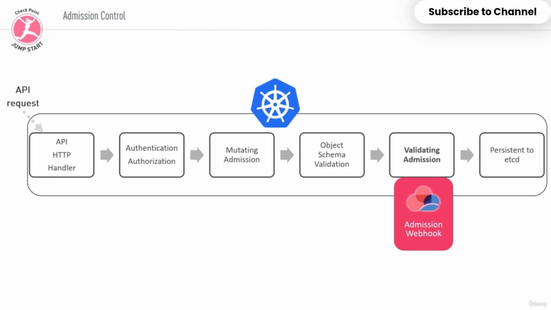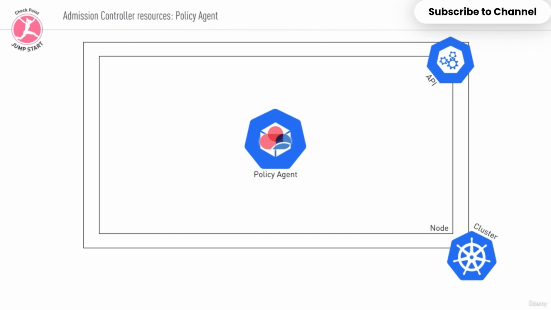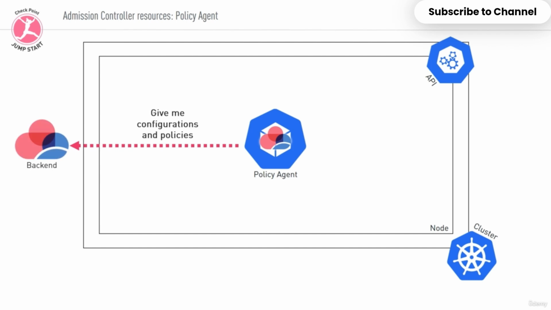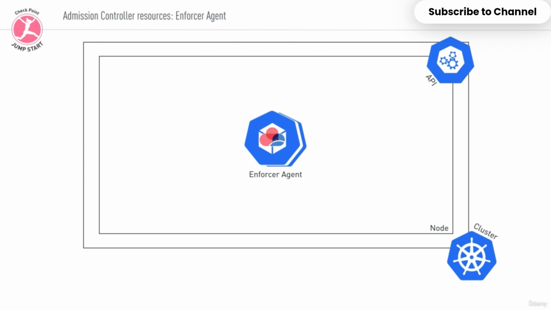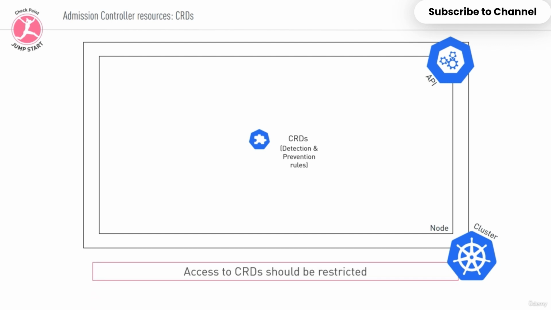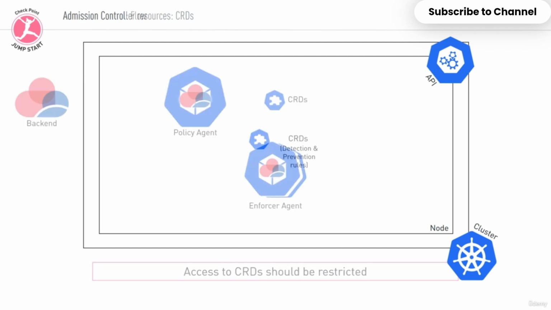The admission controller consists of the following resources: the policy agent, which is responsible for retrieving configuration and policies configured by the user from the CloudGuard backend. The enforcer agent, which establishes the admission webhook, receives the API calls and validates them based on the enforced policy. And finally, the CRDs, which consist in this case of detection and prevention rules for each supported Kubernetes object type, such as pods, jobs, roles, etc. Access to these CRDs, including read permissions such as get and list, should be restricted, as they contain information on the cluster security. So, once deployed, the flow looks like this.